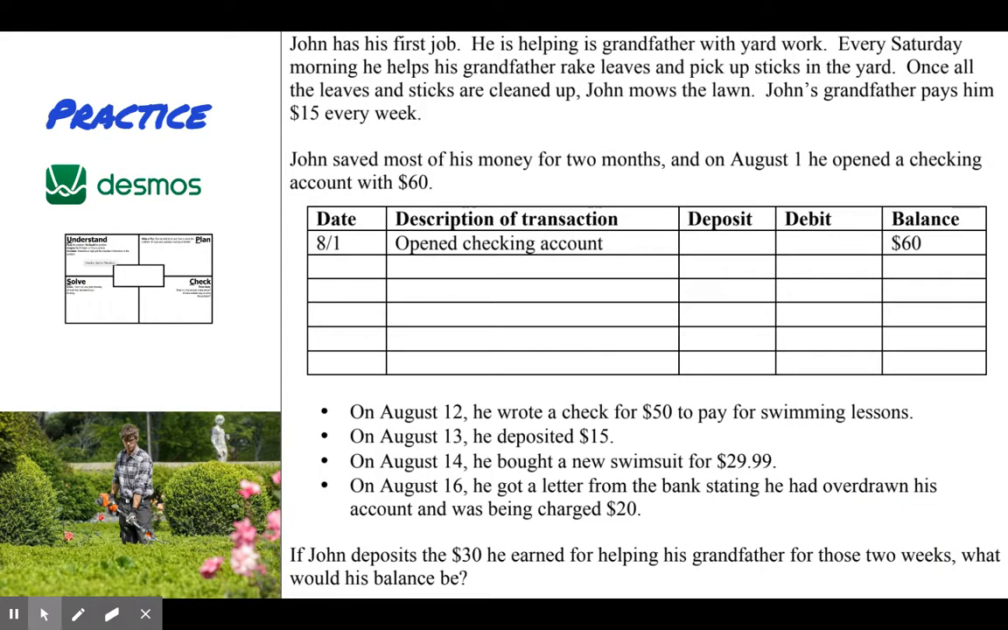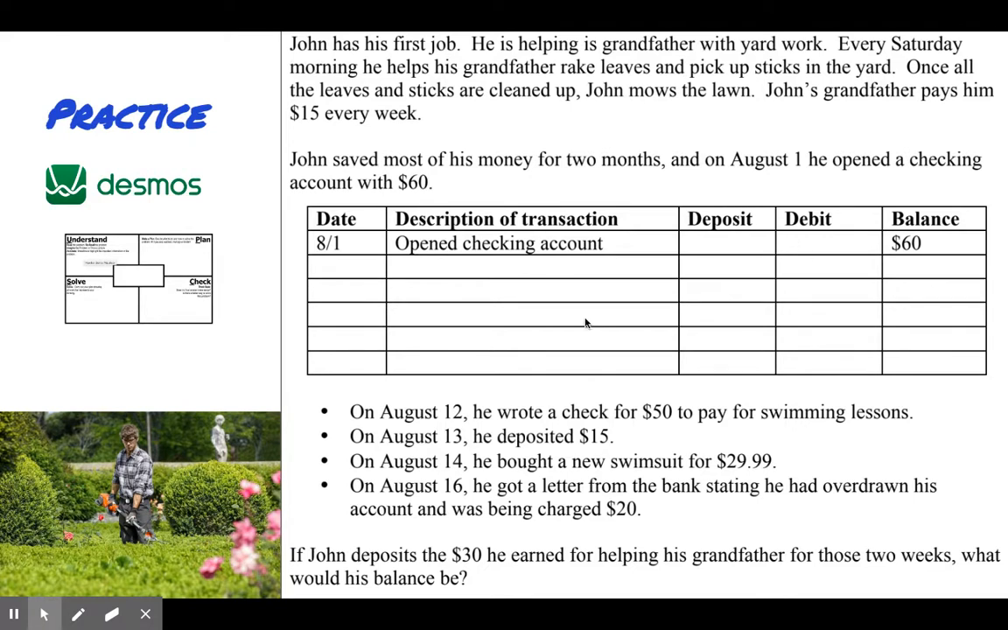Okay. John has his first job. He is helping his grandfather with yard work. Every Saturday morning, he helps his grandfather rake leaves and pick up sticks in the yard. Once the leaves and sticks are cleaned up, John mows the lawn. John's grandfather pays him $15 every week. John saved most of his money for 2 months, and on August 1st, he opened a checking account with $60.